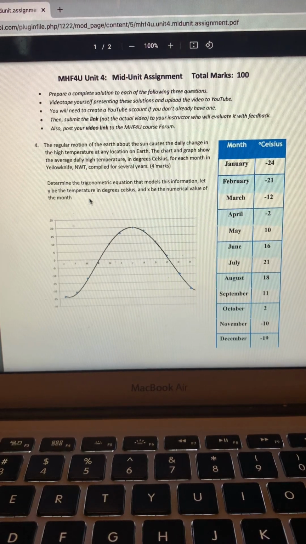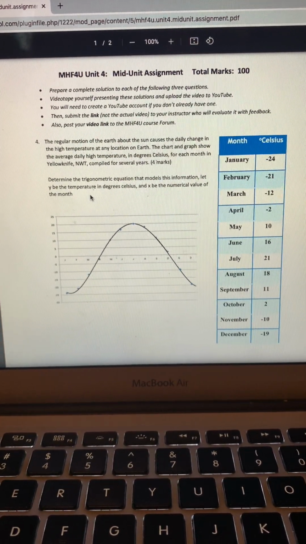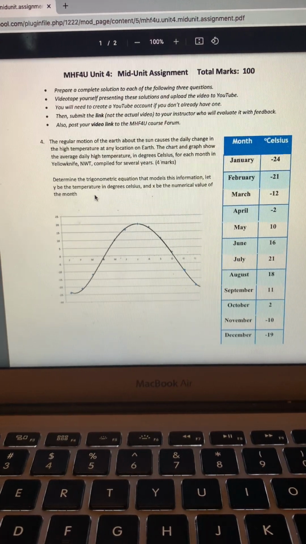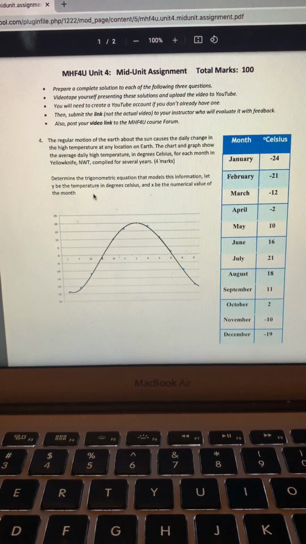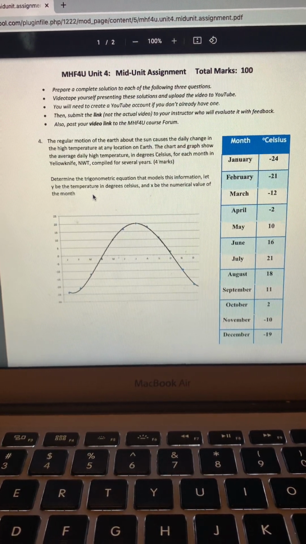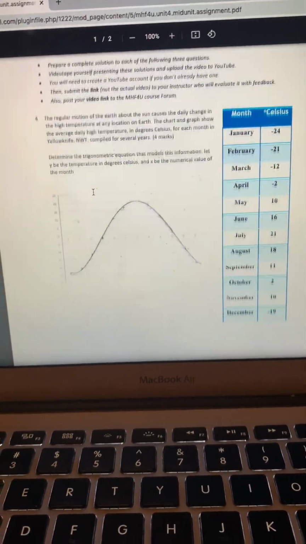The regular motion of the Earth about the Sun causes the daily change in high temperature at any location on the Earth. The chart and graph show the average daily high temperature in degrees Celsius for each month in Yellowknife, compiled for several years. Determine the trigonometric equation that models this information. Let y be the temperature in degrees Celsius and x be the numerical value of the month.